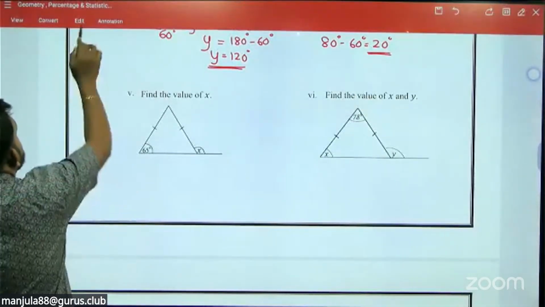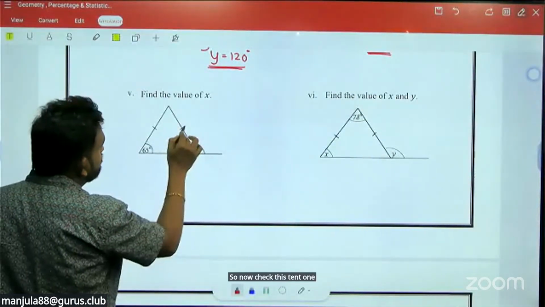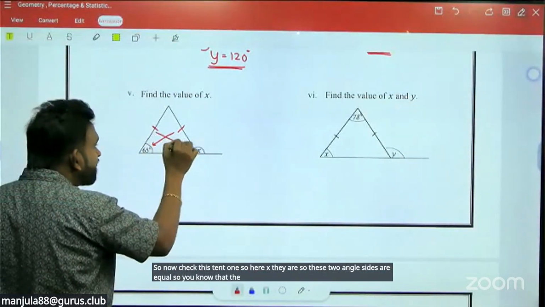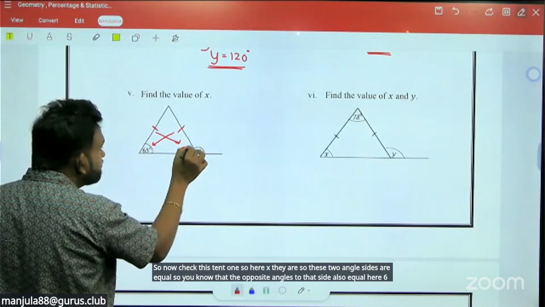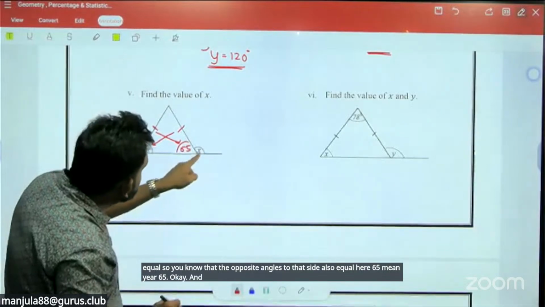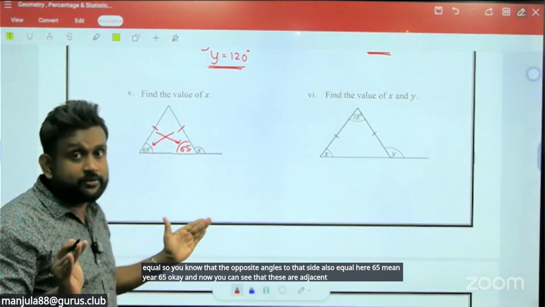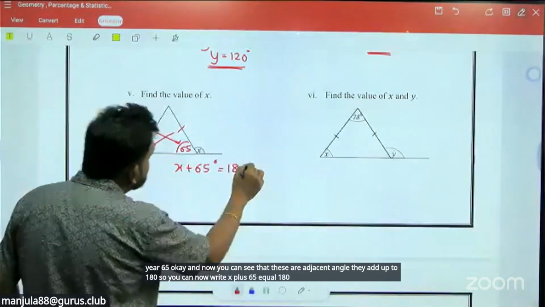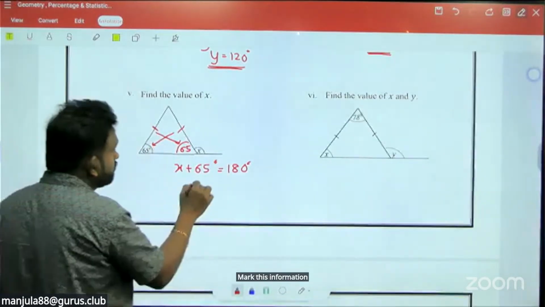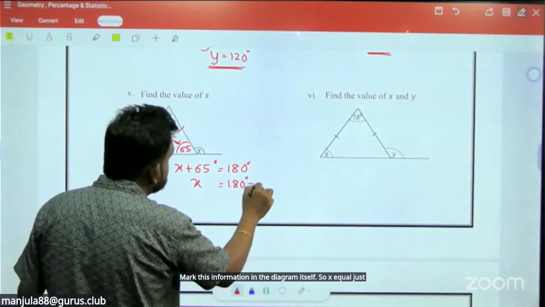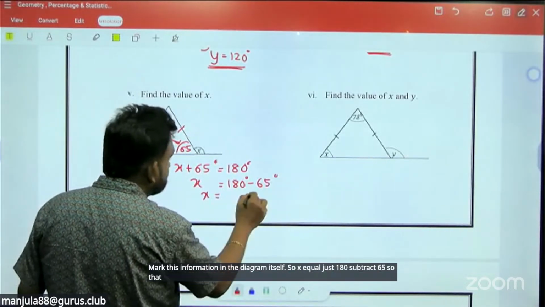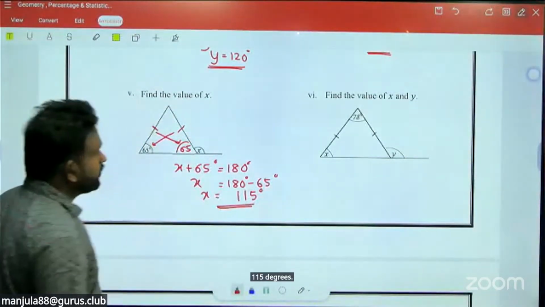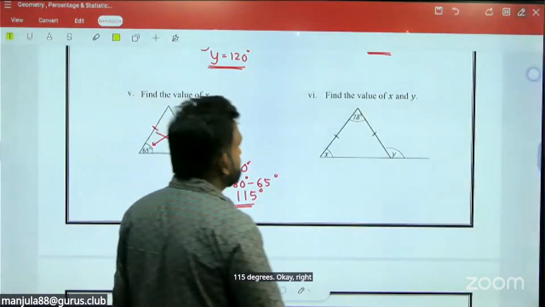So now check this 10th one. Here x is there. So these two angle sides are equal. So you know that the opposite angles to that side are also equal. Here 65, so here 65. Okay. And now you can see that these are adjacent angles. They add up to 180. So you can now write x plus 65 equals 180. Mark this information in the diagram itself. So x equals just 180 subtract 65. So that gives you 115 degrees.